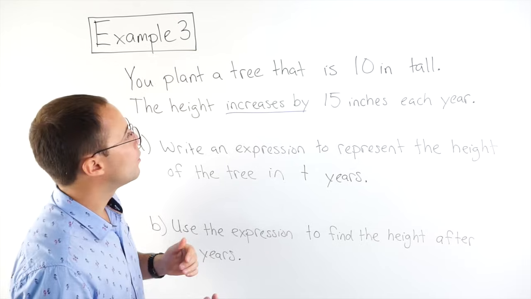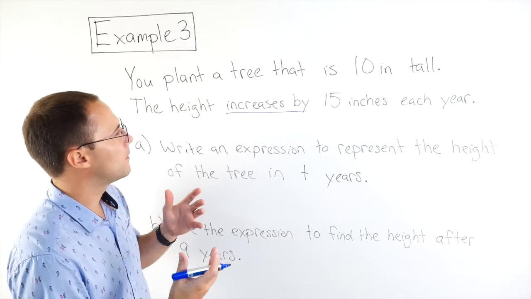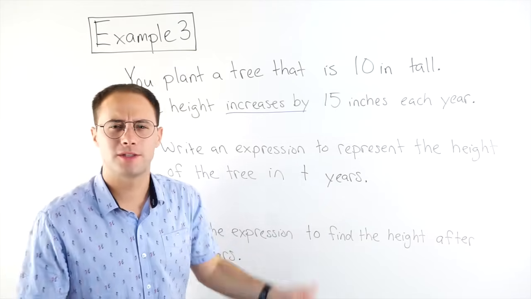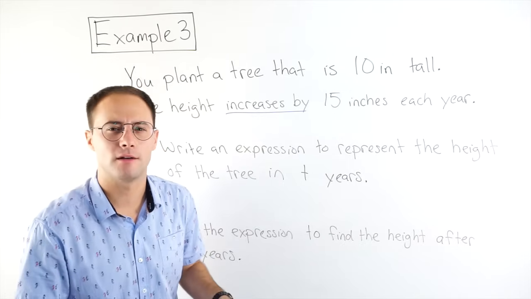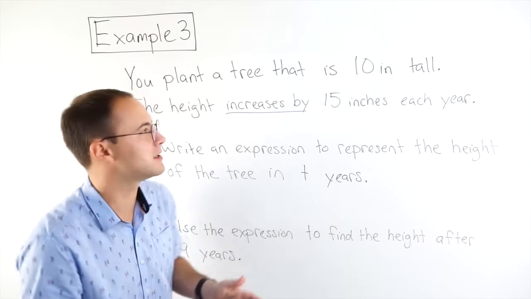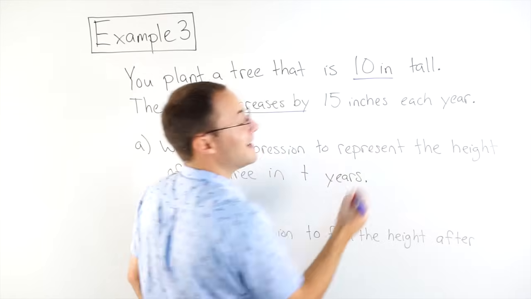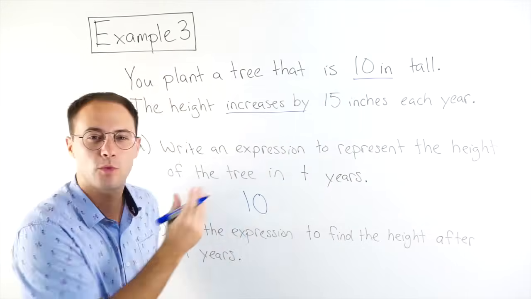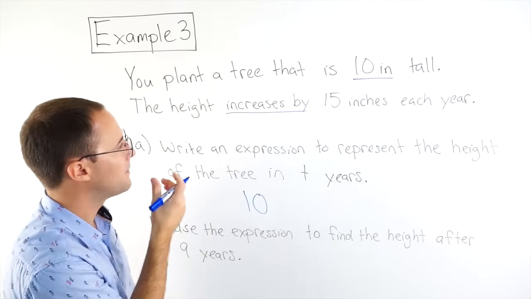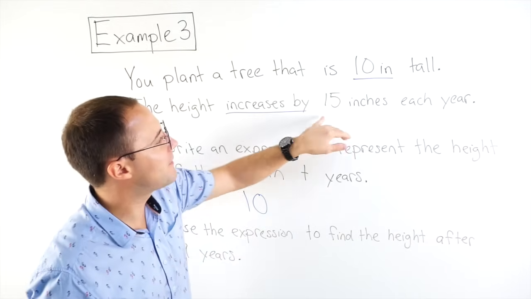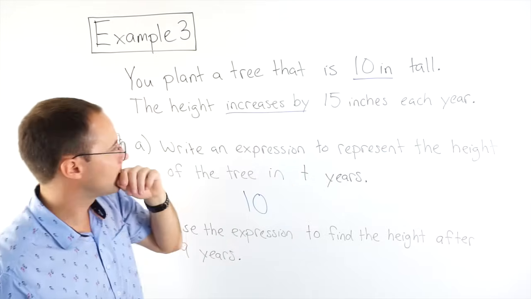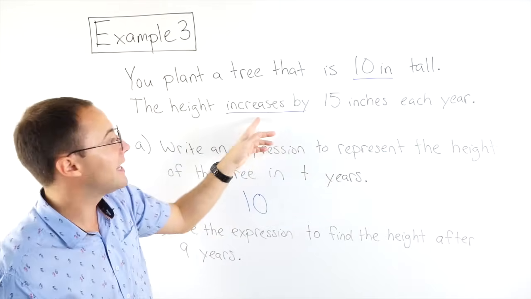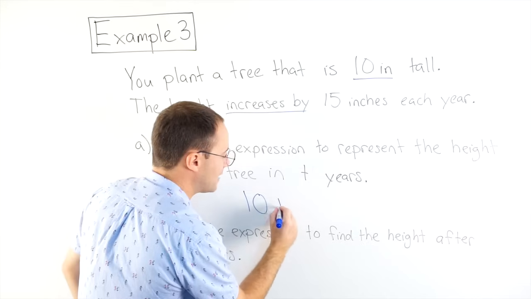Okay. Well, let's think about it. How tall is a tree when we start? Before even 1 year, when we just have the tree, how tall is it? Well, we know it starts out at 10 inches. So I'm going to start with 10. That's where we're starting. It increases by 15 inches each year. Increases means I'm going to be adding.